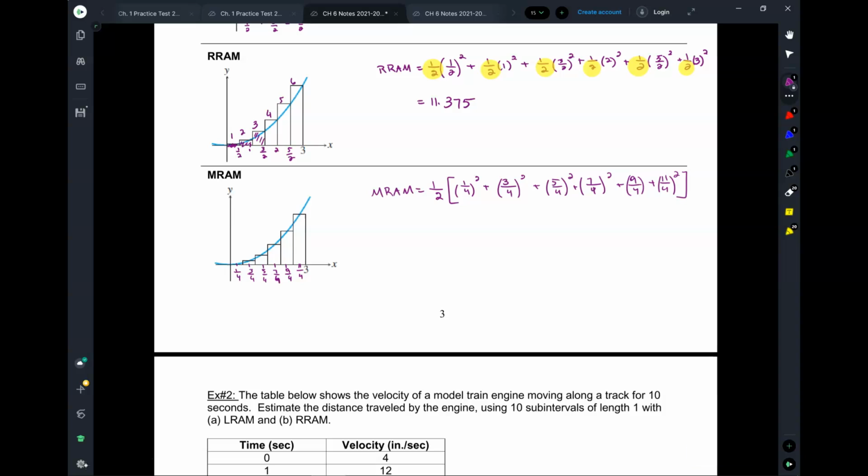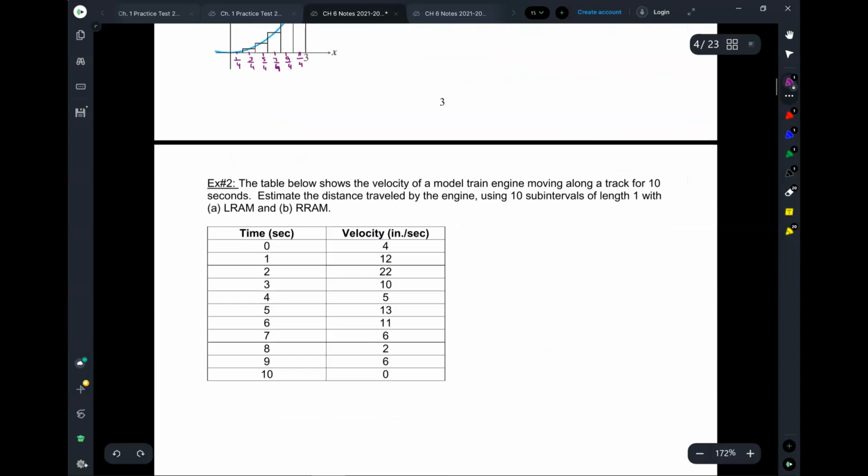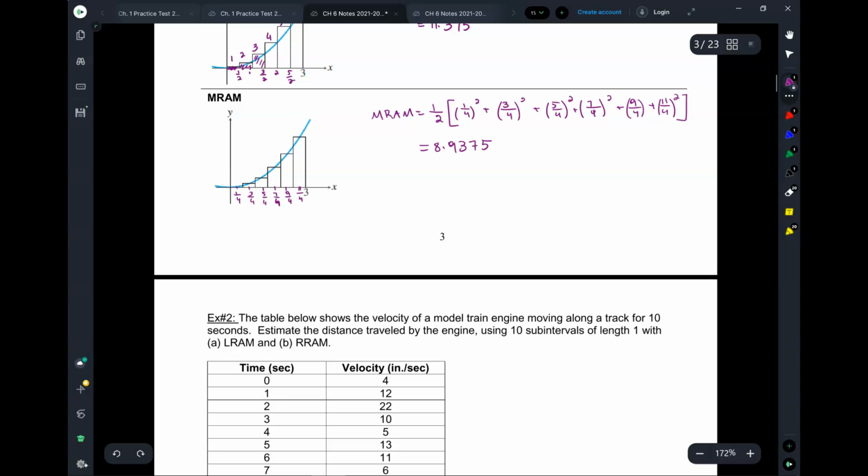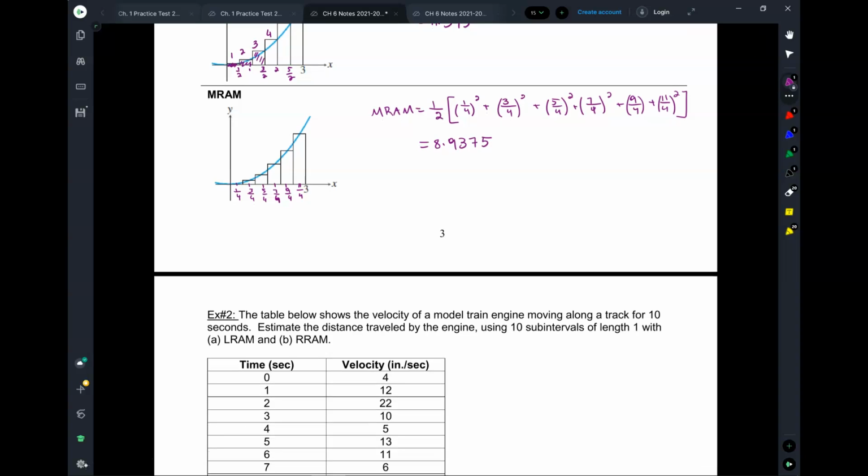So that's count, always count to make sure you have 6 of them, right? And together this becomes 8.9375. Okay? Yeah, I rounded to 3. I got a little excited there, so I guess 938.